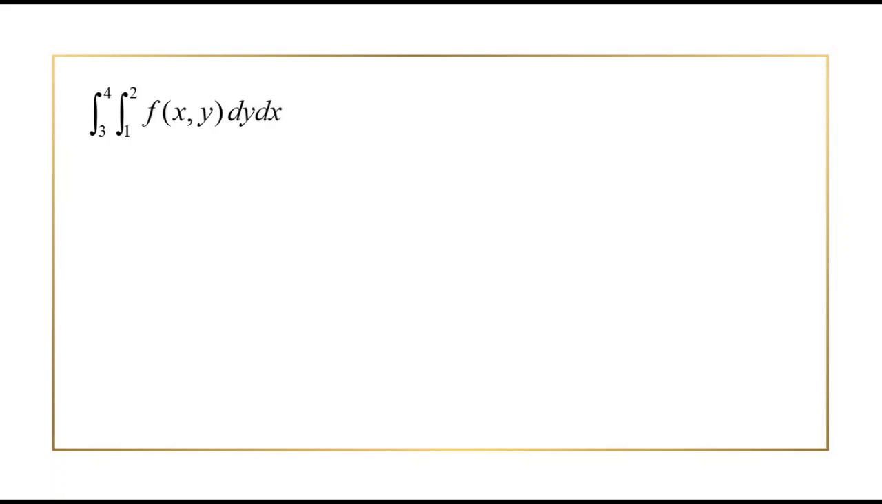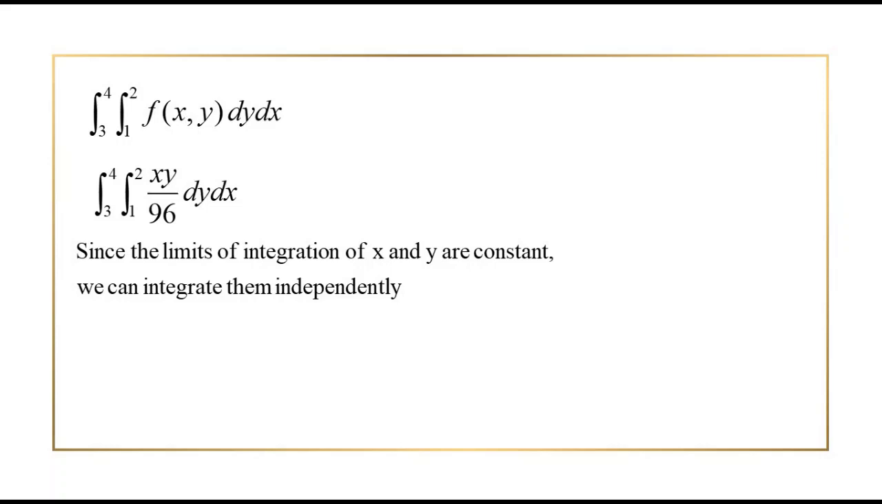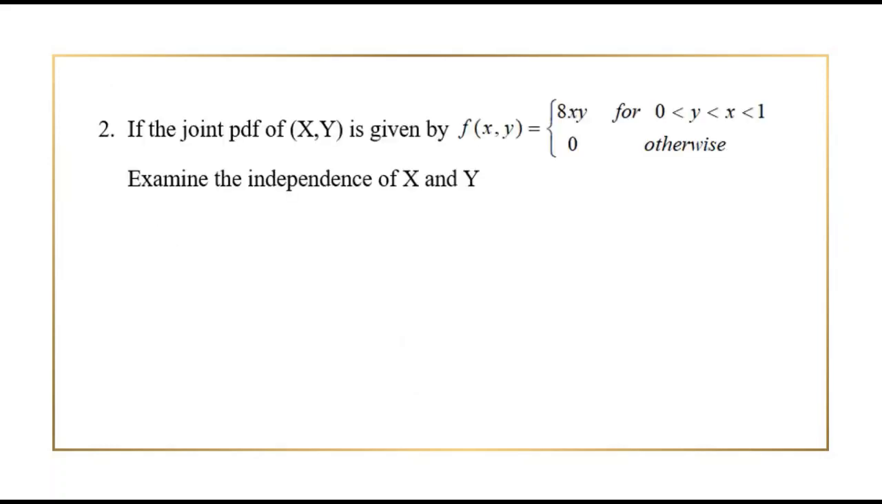So integrate our joint PDF using the constant limits. Since we have constant limits for both x and y, you can integrate them independently. So you get the answer as 7 by 128.